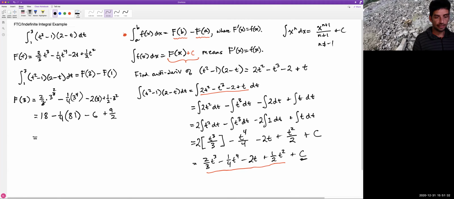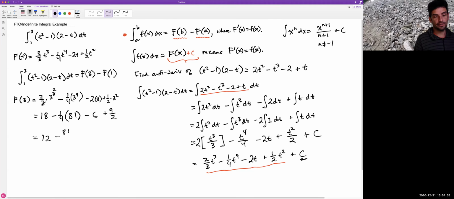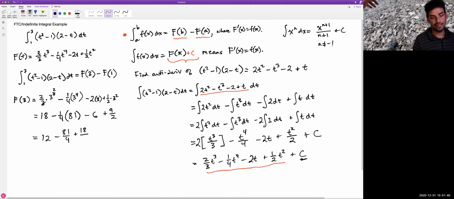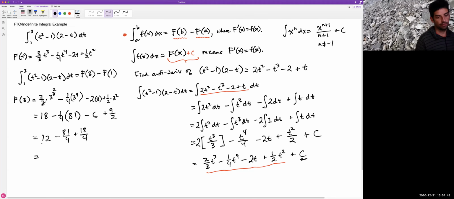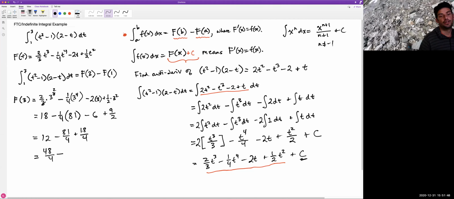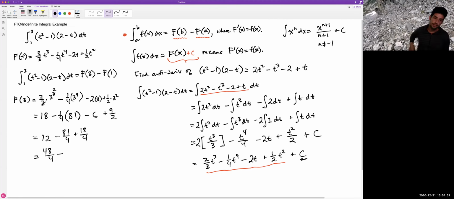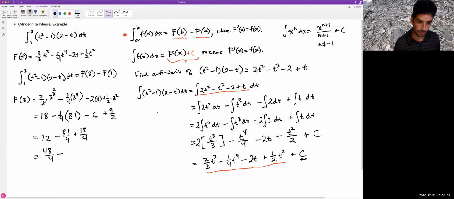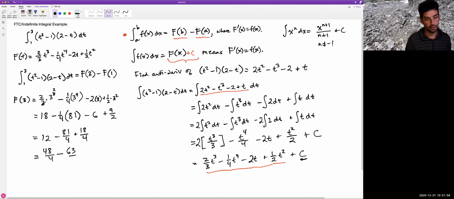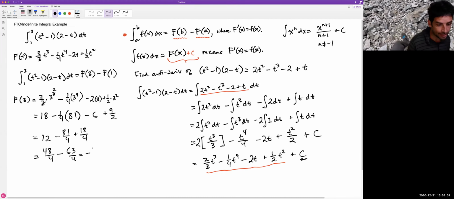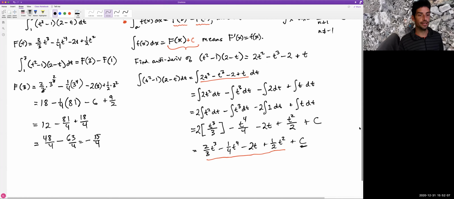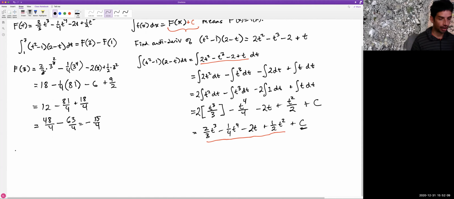Oh, this is a bit ugly. 18 minus 6 is 12. I've got minus 81/4 plus 9 halves, which is 18/4. So let's see, 12 in terms of fourths is going to be 48/4. 81 minus 18. We've got 63. So I've got minus 63/4 or negative 15/4. Okay. I hope I did all that right. If I made an error, you're free to correct me.